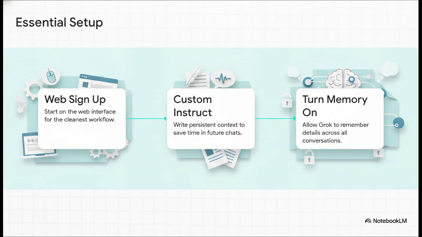This is the persistent context Grok carries everywhere. Tell it who you are, what you do, and exactly how you want it to respond to you. Then just turn memory on. With memory activated, Grok seamlessly remembers the details, the recurring topics, even the specific people you work with across different projects. Look, doing this takes maybe 30 seconds, but I promise it's going to save you 10 minutes of tedious context setting in literally every future conversation.